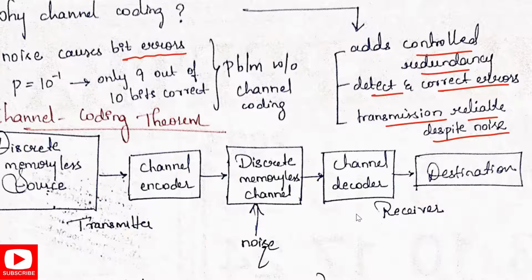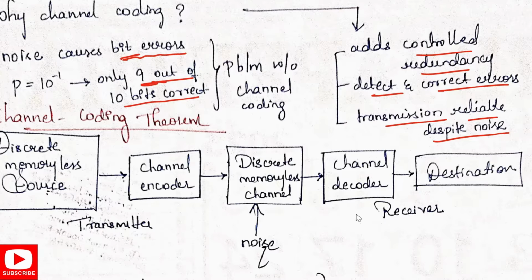So like P is equal to 10 power minus 1, only 9 out of the 10 bits are correct. So this problem is without the channel coding. You can observe only 9 are correct out of the transmitted bits. So there are many errors in the bits. To overcome this problem, we use channel coding, so that it adds a controlled redundancy, it will correct and detect, and transmission will be reliable.